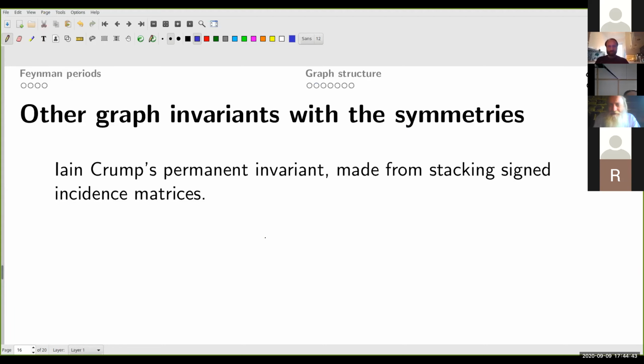So what do you do? You take a signed incidence matrix. Let's just call that E, with one row removed. So that's the full rank version.